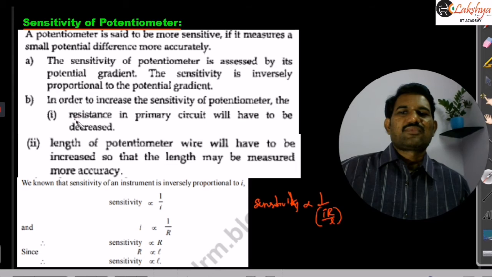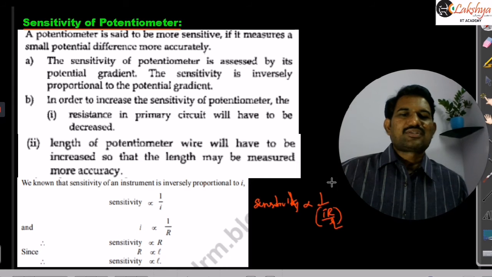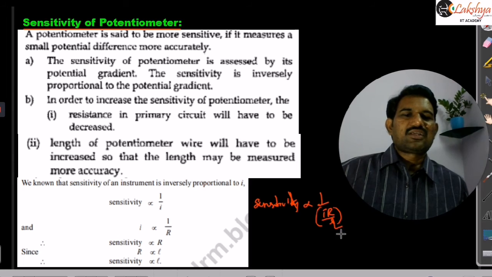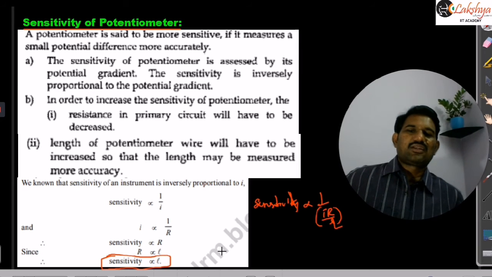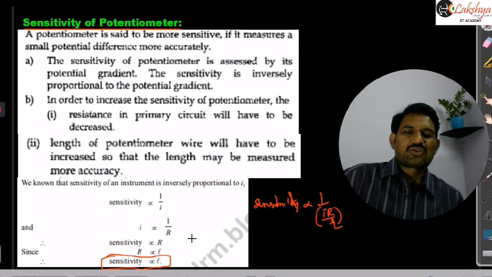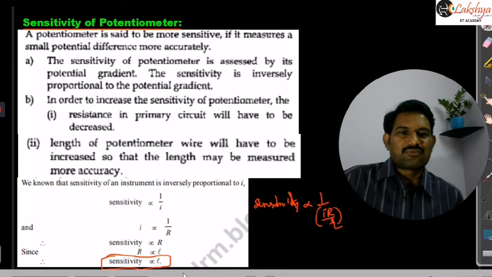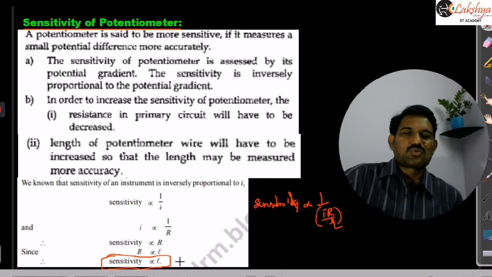And so the length of the potentiometer has to be increased in order to get more accuracy. You can observe that in potential drop per unit length, this L is actually the length of this potentiometer wire, capital L. So this L goes to the numerator in this expression, and current sensitivity is directly proportional to the length. If you increase the length of the potentiometer wire, then automatically current sensitivity also increases, right? That is the dependence of current sensitivity on length.